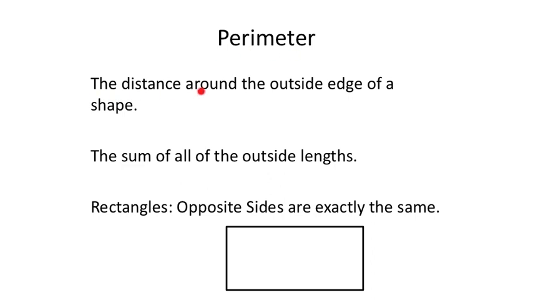Perimeter is just the distance around the outside edge of a shape. So you could say, well, couldn't you just walk around the middle right here? You could, but that's not perimeter anymore. That's just, I don't know what the heck that is, okay? So you got to take the outer edge of the shape and then walk around it. Or it's kind of like closing it in. So perimeter, it's the sum, which means we are going to be adding all of the outside lengths.